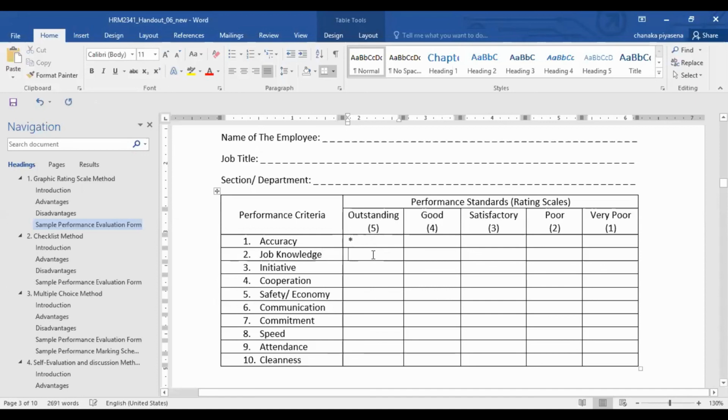When we move to the second criteria, if their job knowledge is satisfactory or good level, we can put a mark here, in this column. Initiative: if employee A is not going to initiate any new things, but when it is needed, they come forward to give some ideas. Therefore, we can put some marks here. Likewise, this is the role we expect from the evaluator.